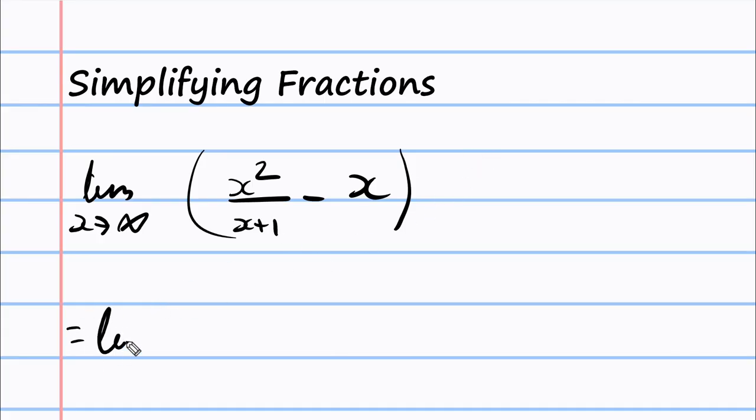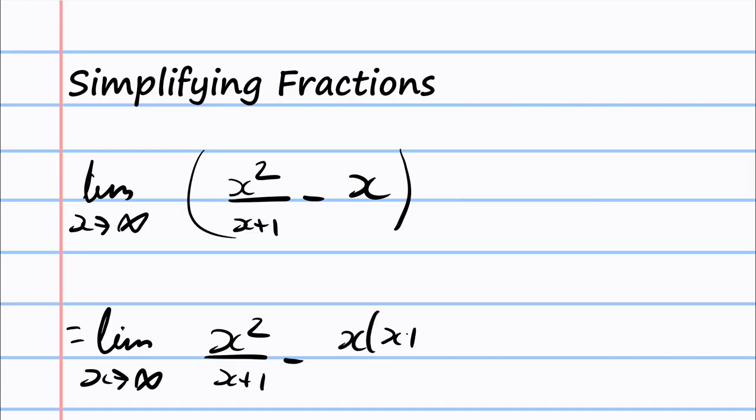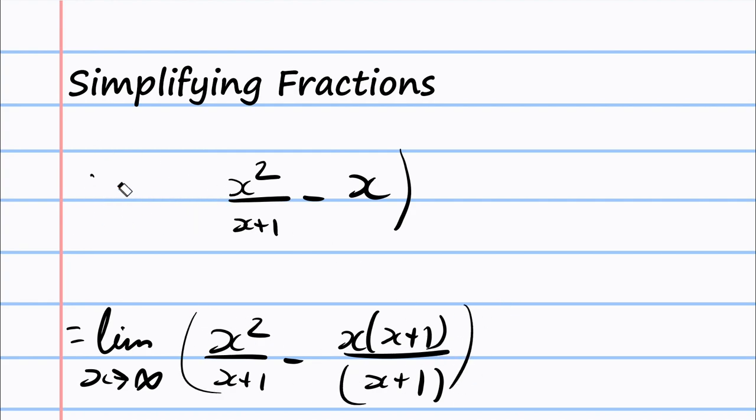So that equals the limit as x approaches infinity of, all you have to do in this case is multiply the top and bottom of the second term by x plus 1. So you have x squared over x plus 1 minus x times x plus 1 divided by x plus 1. Now we simplify this.